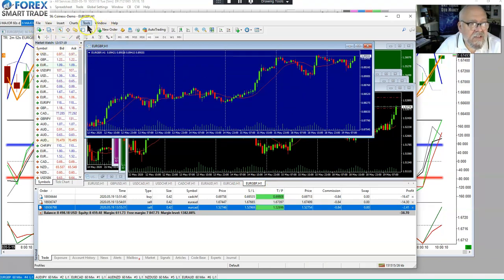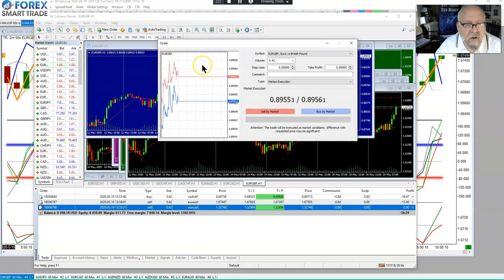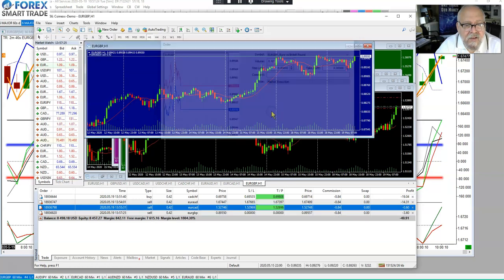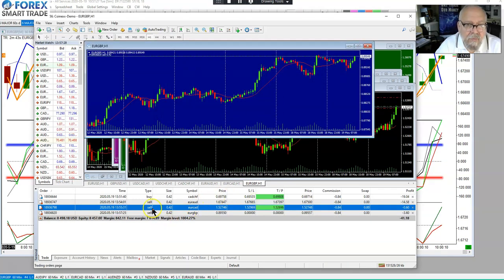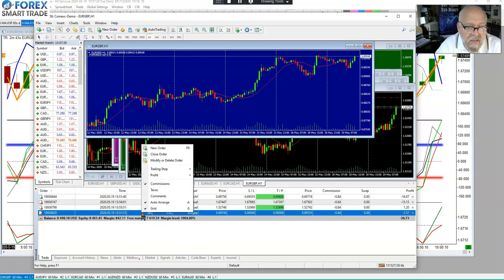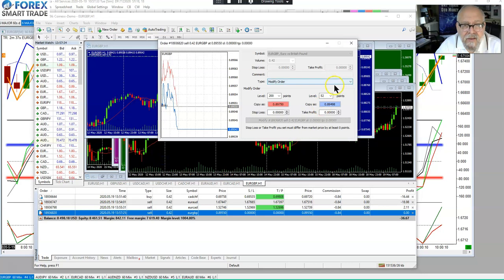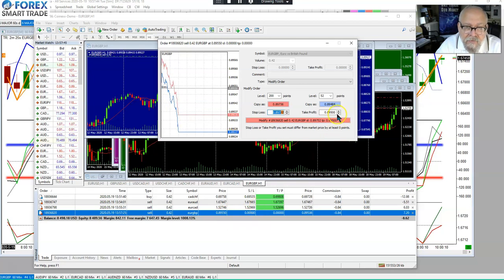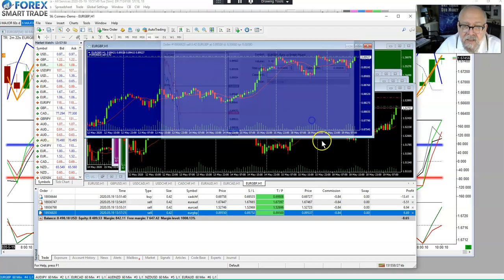So the second row, new order. Symbol's right, volume's right, sell. I'm going to go down now and add my take profit and stop loss. I right click, go to modify. It remembers the parameters, so it does the math for me. And I just want to make sure the math on the 5. So I'm at 89.55, so I'm going to go to 89.50, and this is exactly correct. So I don't need to modify this guy.